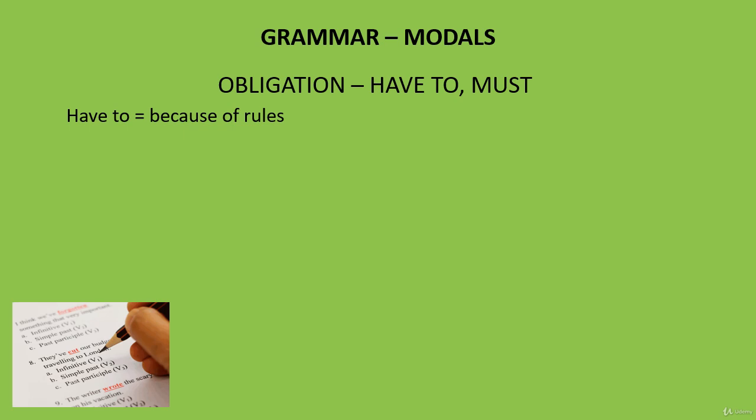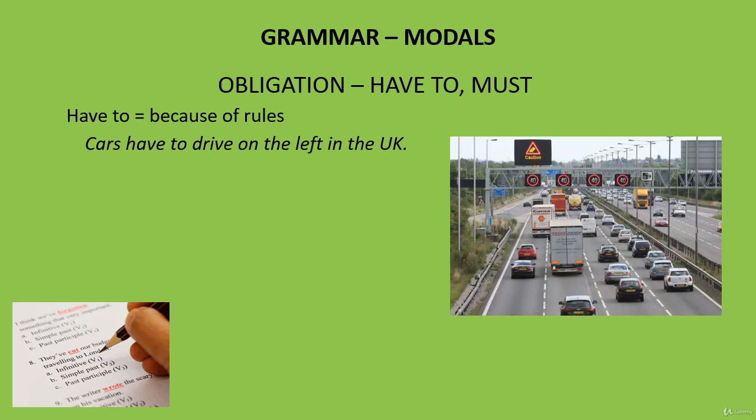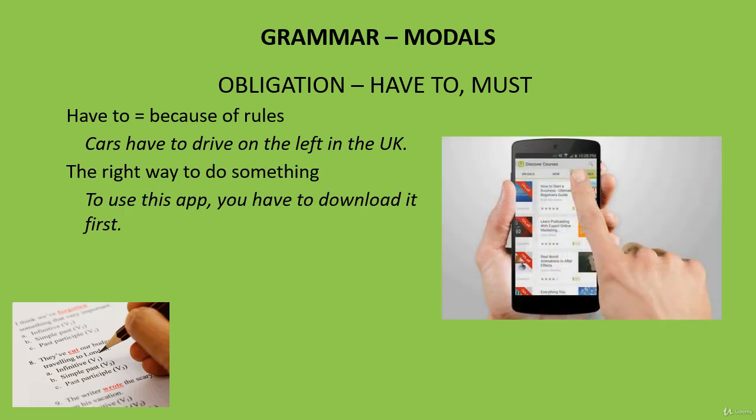We use have to when we are talking about rules or laws. For example, cars have to drive on the left in the UK. We also use have to describe the right way to do something. To use this app, you have to download it first. Here there is no difference between must and have to.